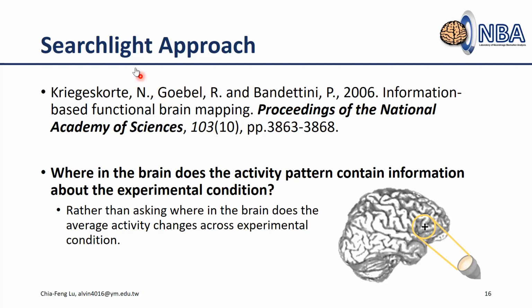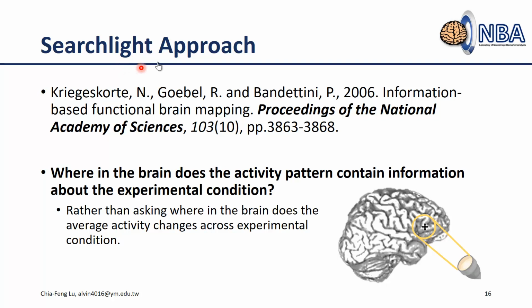So for the Searchlight Approach, they try to identify where in a brain the activity pattern contains information about the experimental condition. Why do they call it Searchlight? Because they don't have prior information or an idea about which part of the brain is the key portion or key part to represent the different brain mental states.